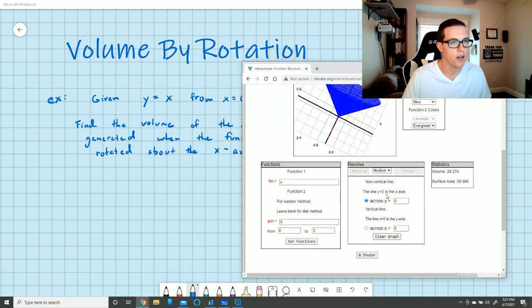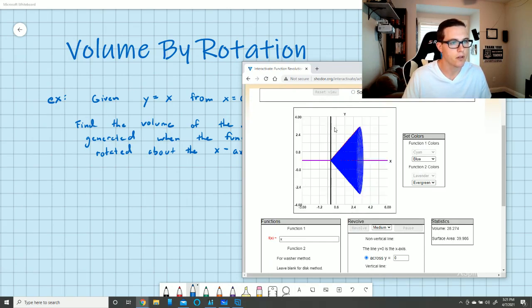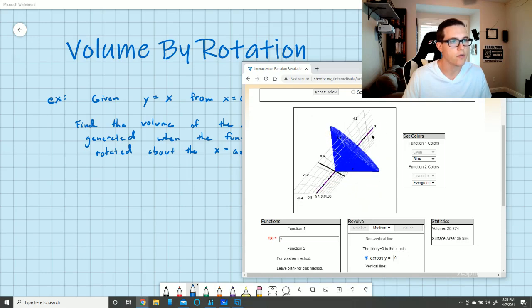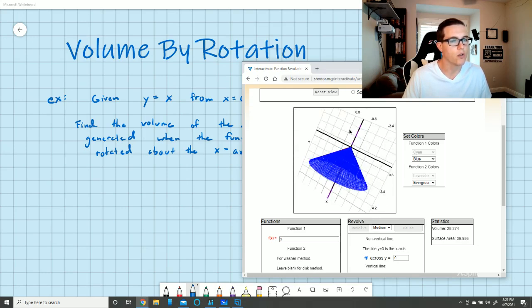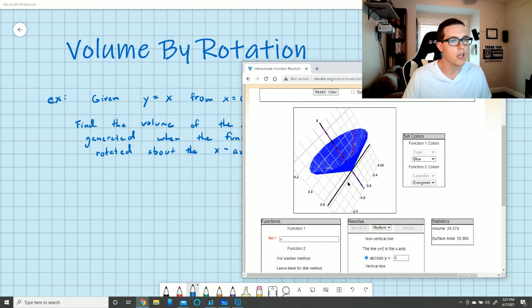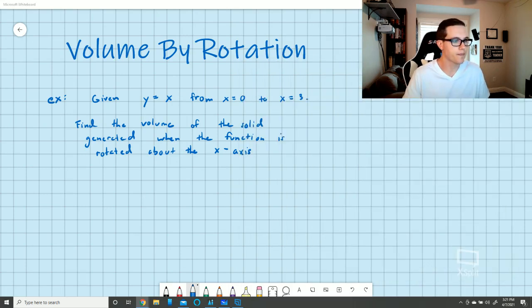Let's see if we can reset it. Reset view. Oh, no, there it goes. So there it is rotated. I took this solid area and I rotated it to get a cone of solid volume. And the goal today is to be able to find the volume, which means cubic units of this shape.